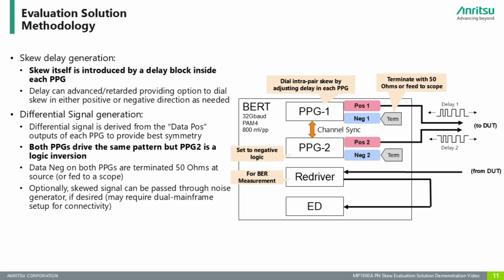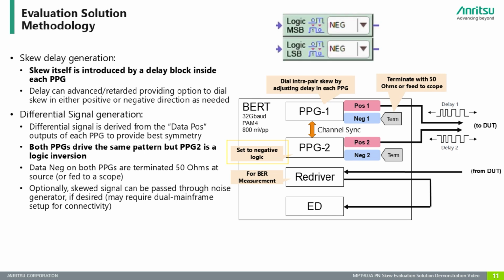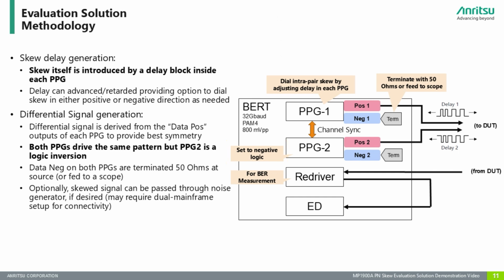For the differential signal generation, set the second PPG to negative logic. The PPG to positive data output will serve as the negative component of the differential signal. The unused data outputs should be terminated with 50 ohms or connected to a scope.